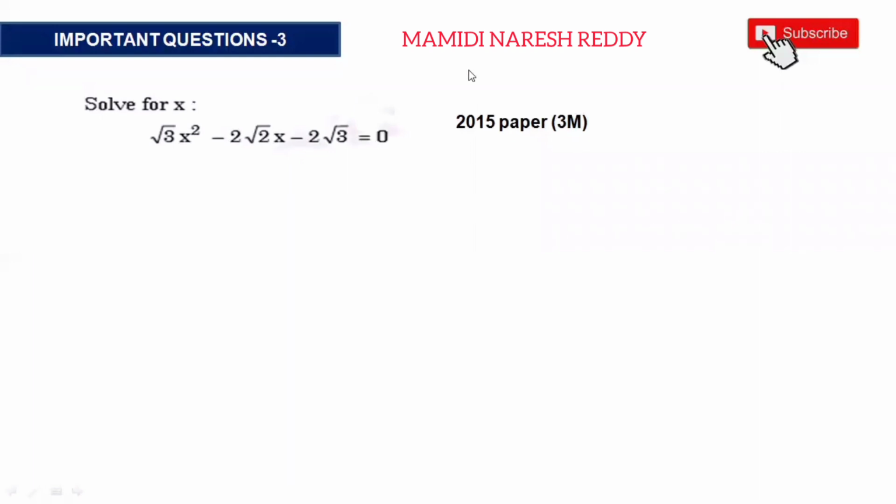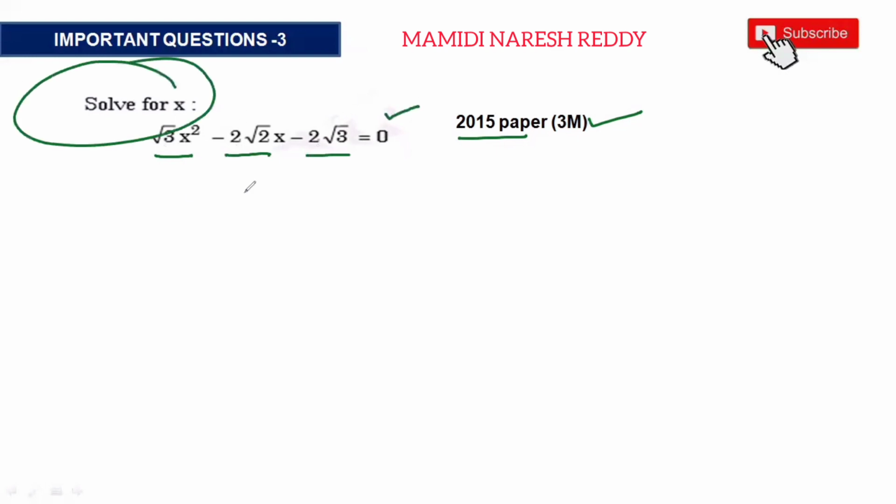The next problem, we got in the same 2015 paper as a 3 marks problem. Now let us see, my dear friends. Root 3 x square minus 2 into root 2 x minus 2 into root 3 is equal to 0. We need to solve this equation for x. As we got 3 marks for this, the same problem can also be given for 2 marks.